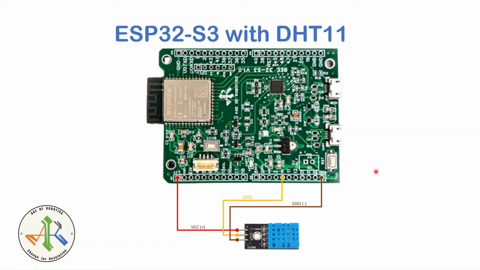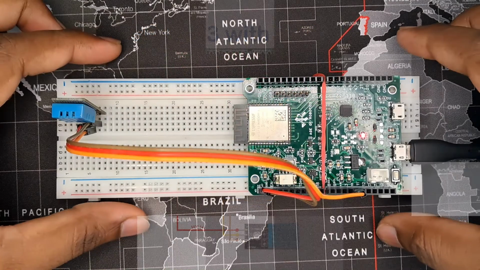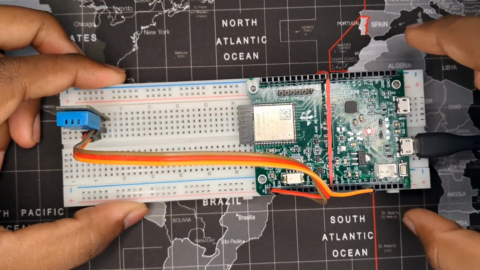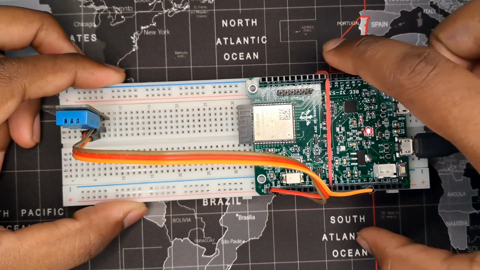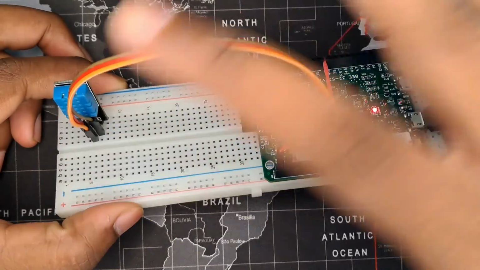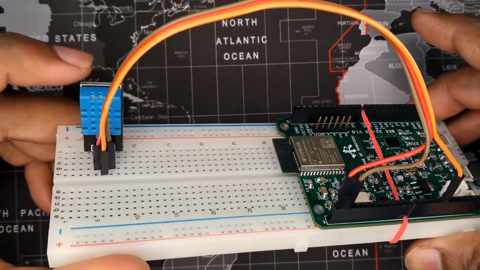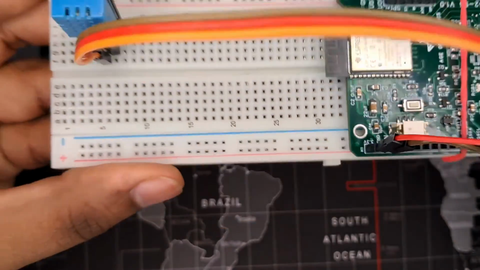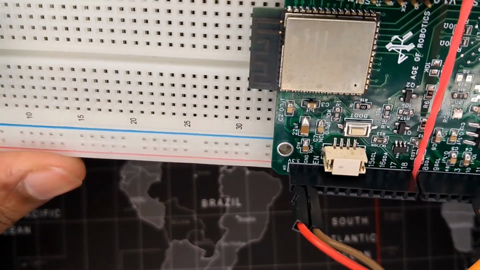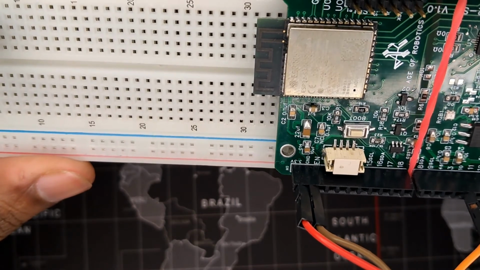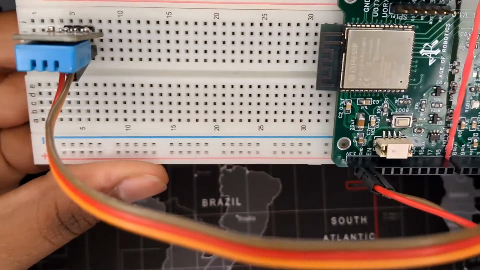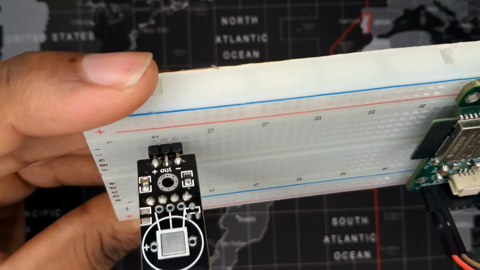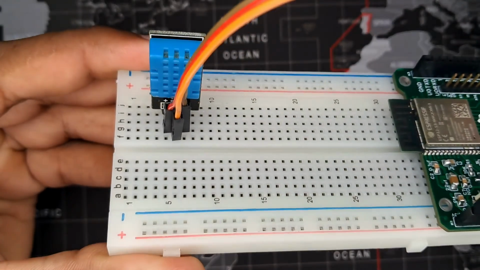So now let's look at the actual circuit. Here you can see I have this ESP32 board, which I have fastened on my breadboard using this rubber band. And here using these jumper wires, I am connecting it to the DHT11 sensor. You can see here this orange pin is connected to the pin number 10, and the red and brown pins are connected to the 3.3 volt and the ground pins respectively. And here the pins are connecting to the respective pins of the DHT11 sensor.